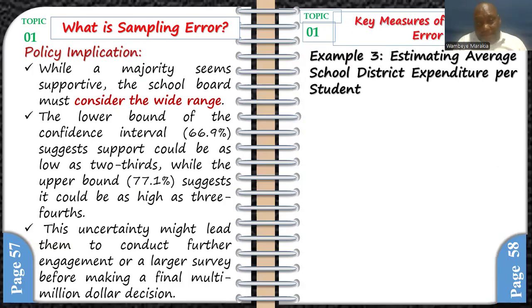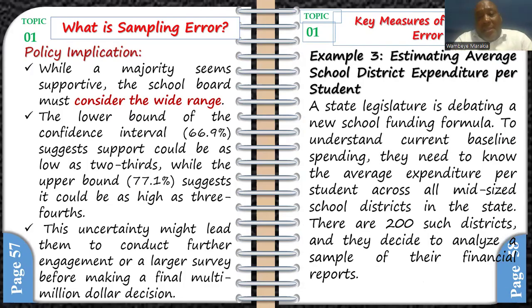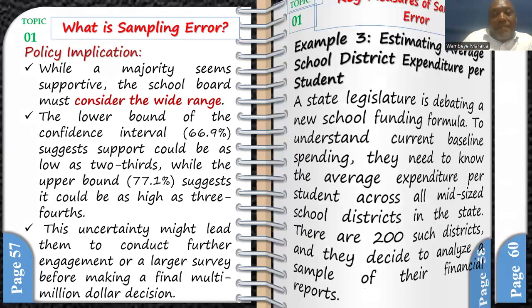Example number 3. Estimating the average school district expenditure per student. The state legislature is debating a new school funding formula. To understand the current baseline spending, they need to know the average expenditure per student across all the mid-sized school districts in the state. There are 200 such districts, and they decide to analyze a sample of their financial reports.